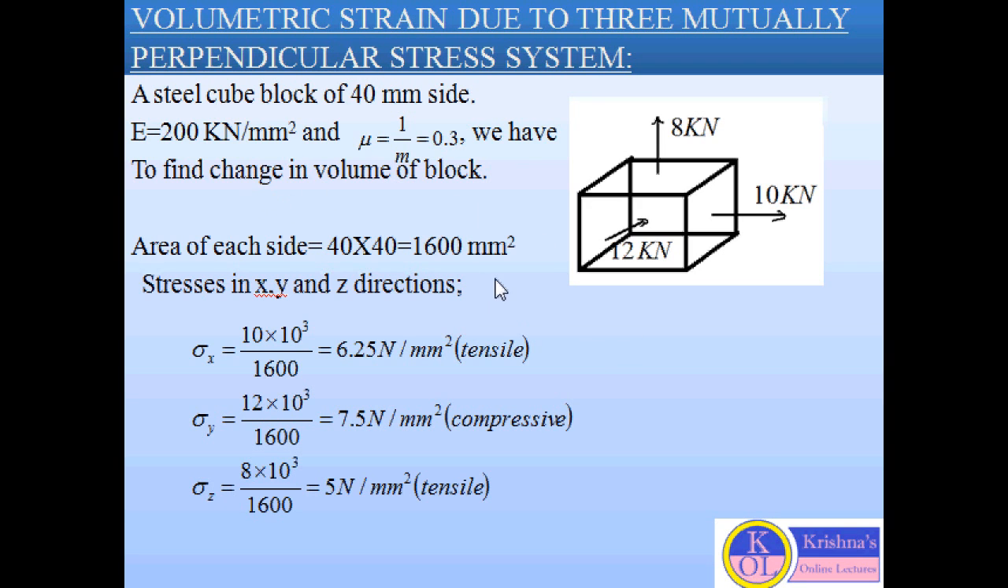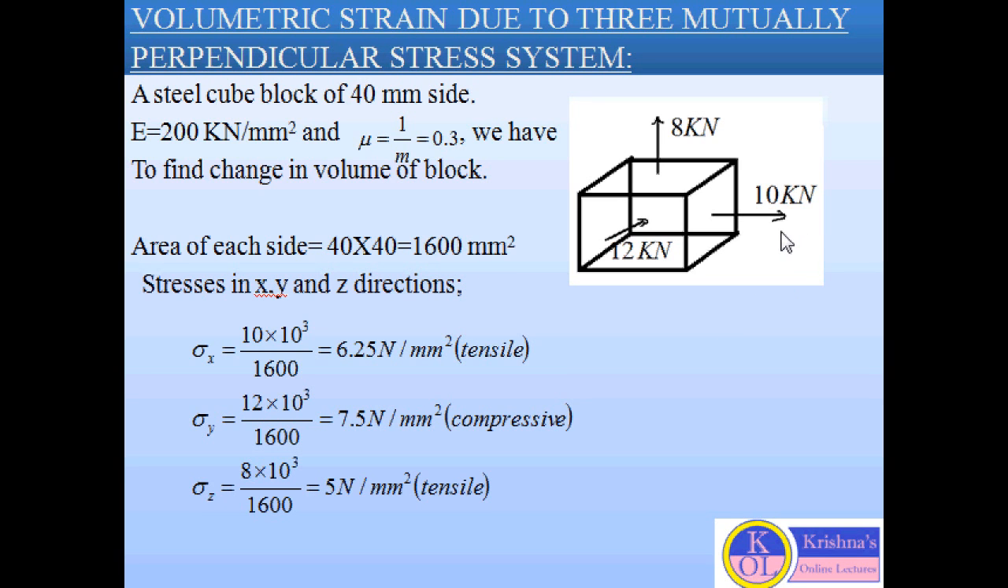So our first step to find out the change in volume of the block is to find out the area of each side. Here we have the dimension of each side, so we can find out the area of each side, 40 into 40. So this is the value of area, 1600 mm square.